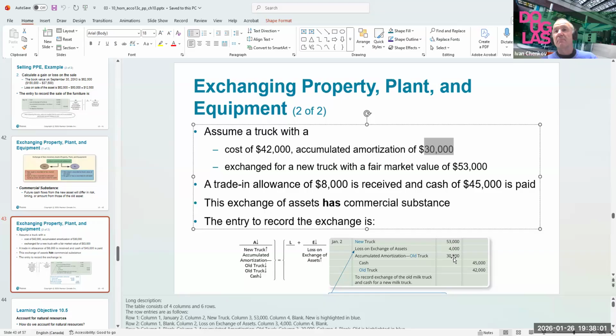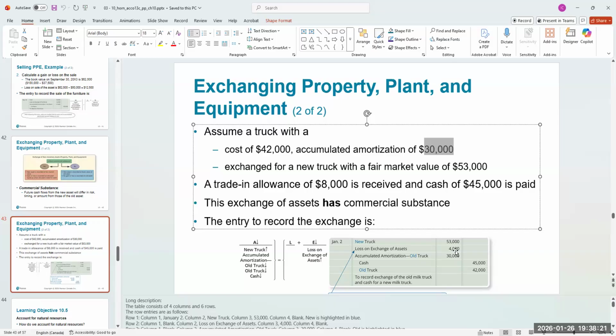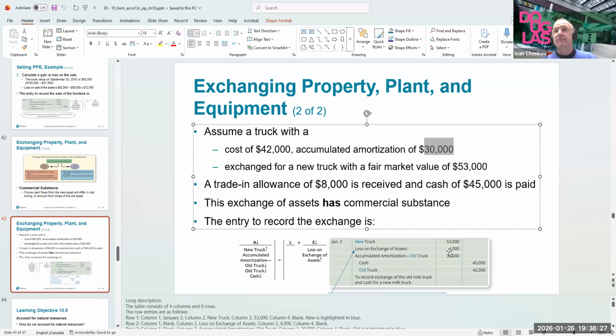Where did the $4,000 come from? 12,000 from the old asset loss, 8,000 gain from the new asset, in total 4,000 loss. Does that make sense? That's how you're getting this loss of $4,000 only. Does this make sense for everybody? Show me thumbs up, yes, we understand, or tell me no, we don't understand. Explain again.